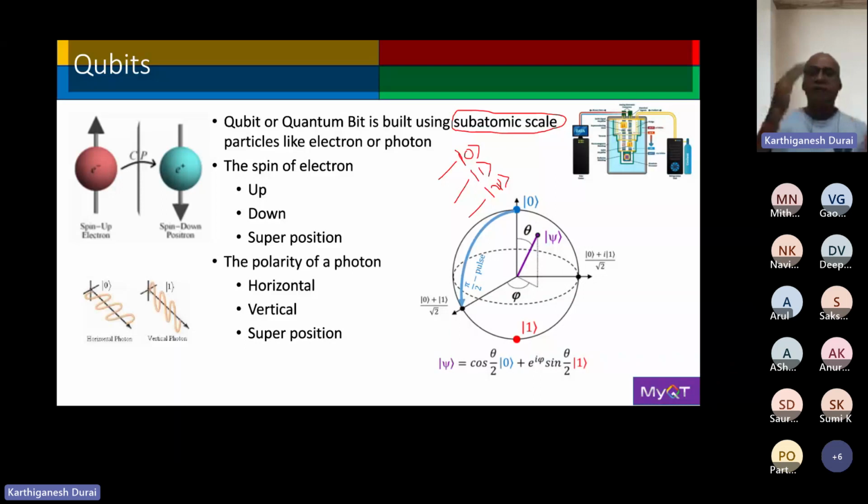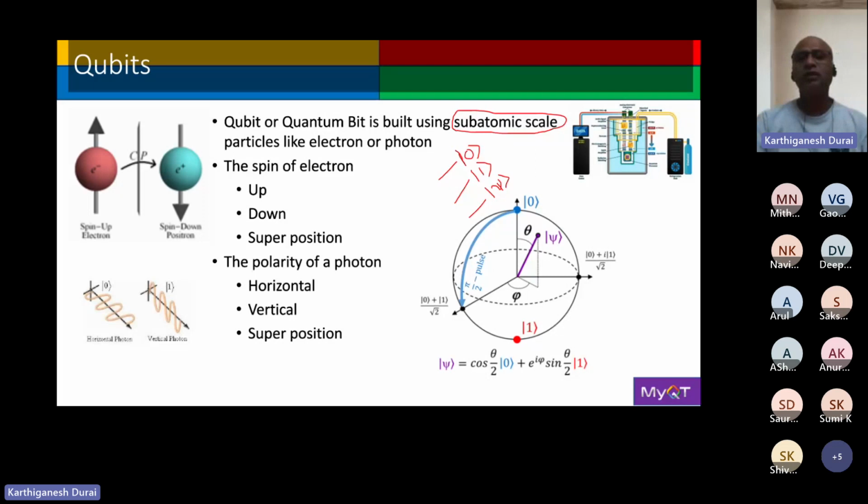Being 3D, it has three axes: x-axis, y-axis, z-axis. So this 0-ket and 1-ket are technically called basis states. Any system will have its basis states. The basis state is where it will rest, it will possibly have only these two states. But if it is excited, it will go into superposition. So like this, you can find the basis states for almost all systems.